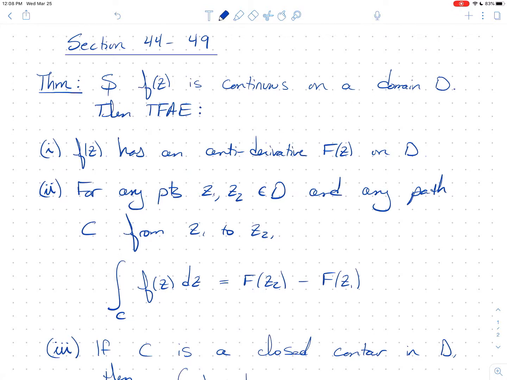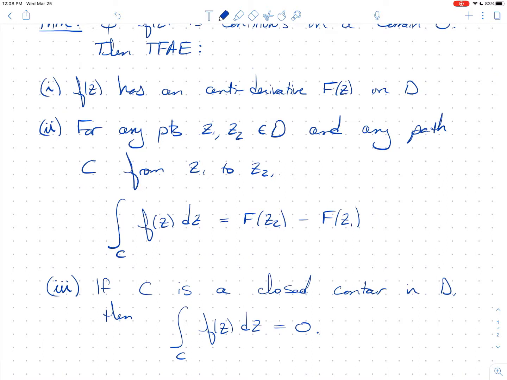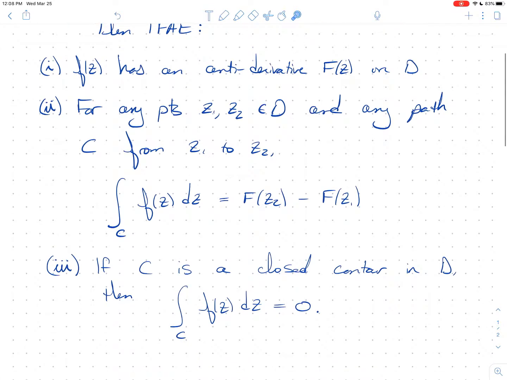So 1, you have an antiderivative on D. And 2, given any 2 points in D and any path between those points, so C is just a path taking you from Z1 to Z2, then you can write your contour integral as the antiderivative at Z2 minus the antiderivative evaluated at Z1. And that's equivalent to 3, if you have a closed contour C lying in D, then the contour integral of f over C is actually just 0. And of course, you can see how 2 implies 3.